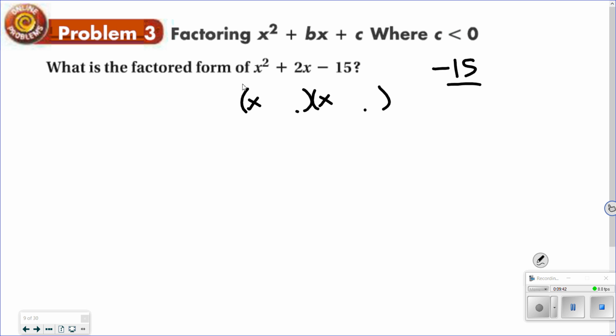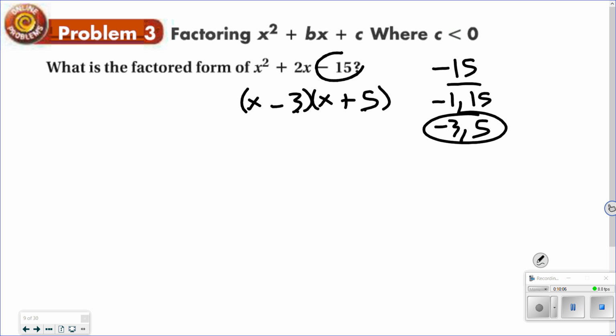So let's try this. I could do negative 1 and 15, negative 3 and 5, and I want them to add up to be a positive 2. Well, the one that works is right there. Negative 3 plus 5 is a positive 2. So minus 3 plus 5. You can memorize these, but I think it's easier just to think it through, right? To get a negative 15, they have to have opposite signs when you're making your list of factors.